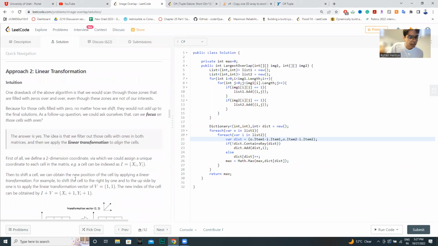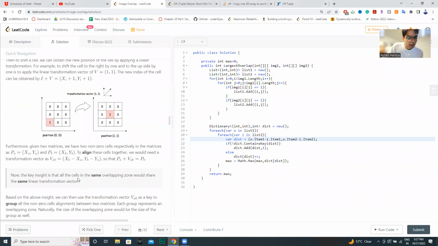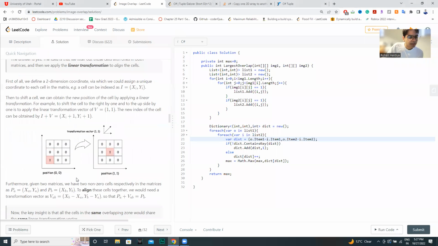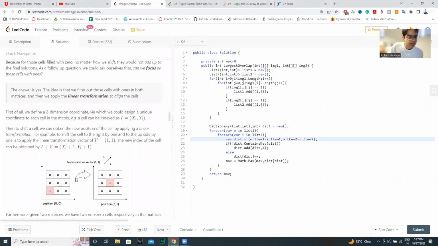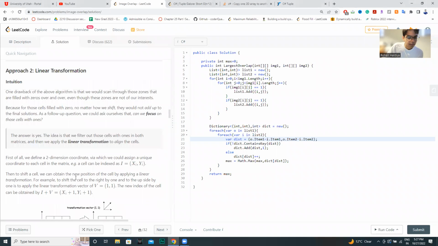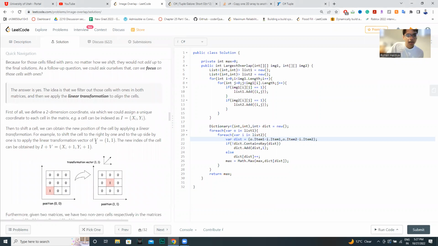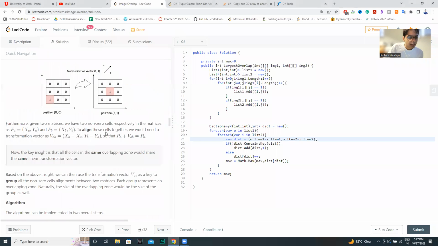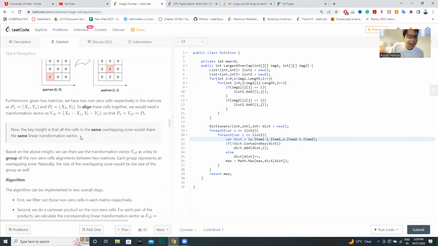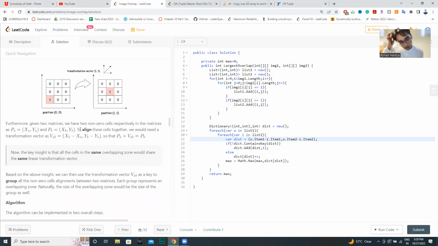So let's just see one thing here. We have the linear transformation solution here, which goes into more detail, which basically says that to shift a cell right by 1 and up by 1 is to apply a linear transformation of 1 comma 1. The new index of the cell can be obtained from this. It gives the formula which I talked about. It says V_AB should be equal to this. We talked about this as well. The key insight is that all cells in the same overlapping zone would share the same linear transformation vector.